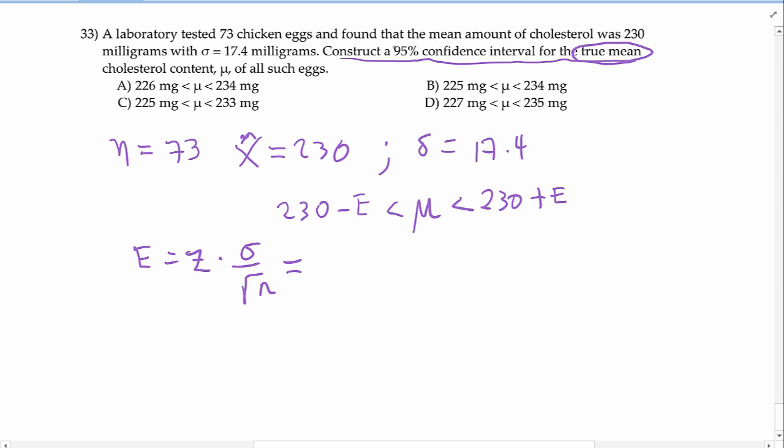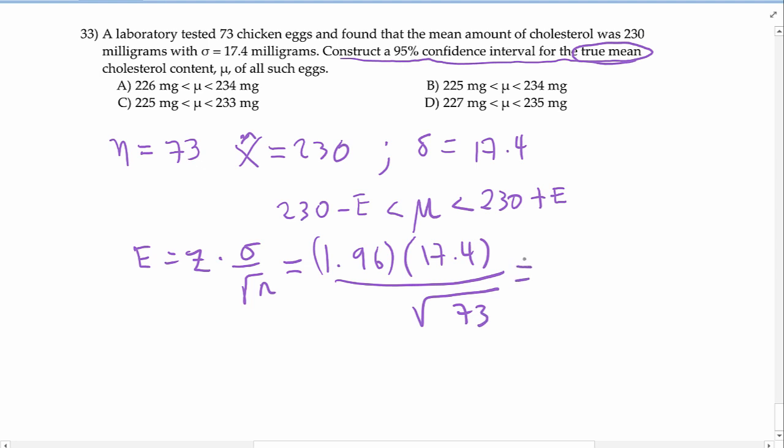Well, for 95% confidence, we don't know the z-value. We don't need to go and find it like we did for 98. It's 1.96. The standard deviation is 17.4 divided by the square root of the sample size, which is 73.